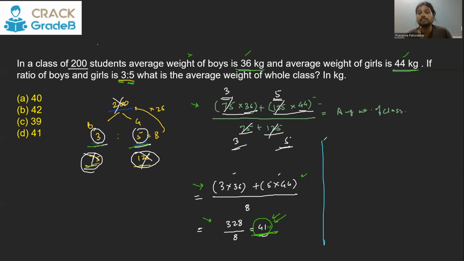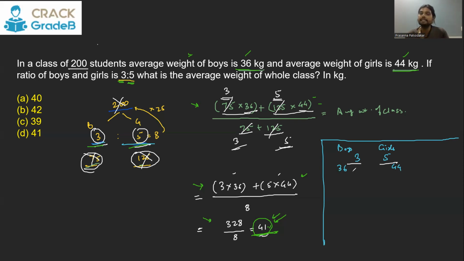Now, this is the question where if you understand the chocolate theory, it can be solved orally very, very easily. Because now we have seen that the actual number does not matter. What matters is the ratio. So you can now shorten your question to: there are 3 boys whose average is 36 and there are 5 girls whose average is 44. So average means what? We already saw. Average means the equal distribution.